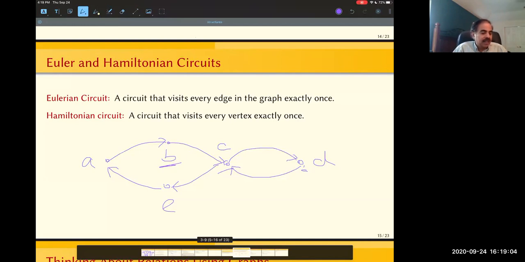Okay, so there is actually a very simple condition under which an Euler circuit exists, right? And that is that at every vertex, both the in degree and out degree are even. Right, so the in degree and the out degree should be the same. So once you have that, then you can always find an Euler circuit.